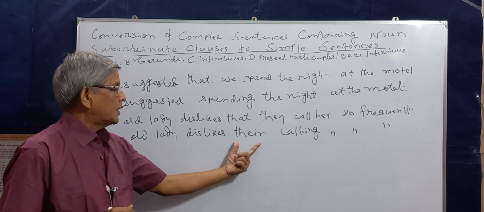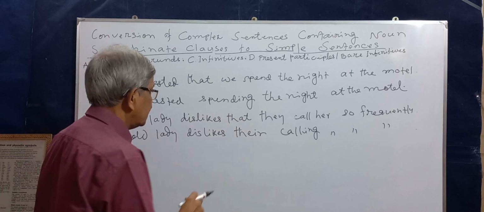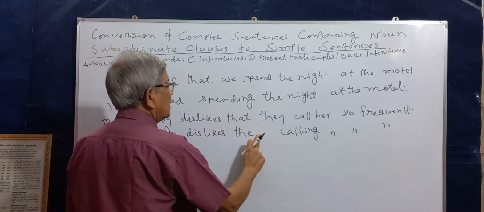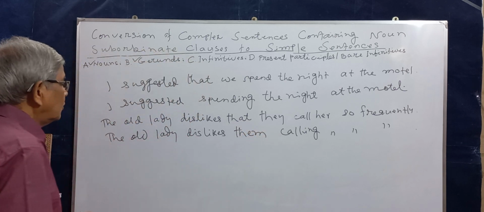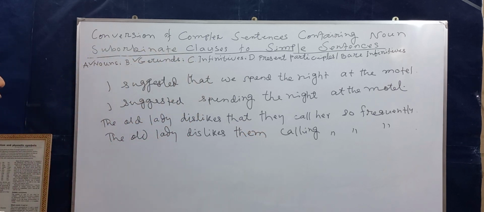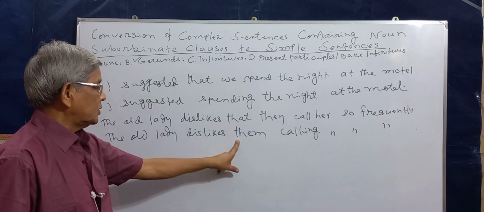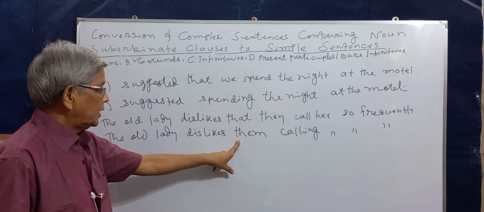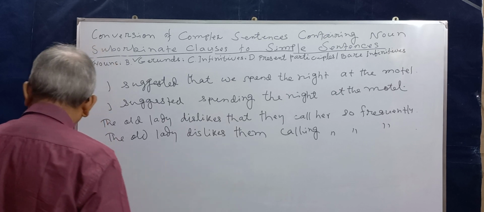And this pattern is used in formal English. In informal English, you can use the objective form, them. The old lady dislikes them calling her so frequently. In formal English, it is the possessive form their. In informal English, it is them, the objective form.